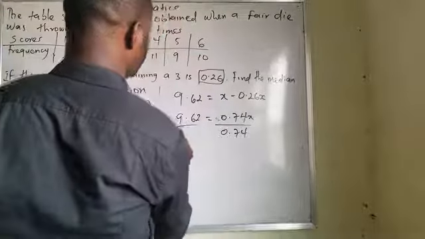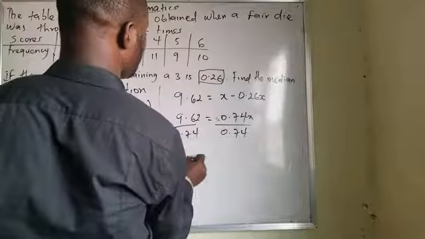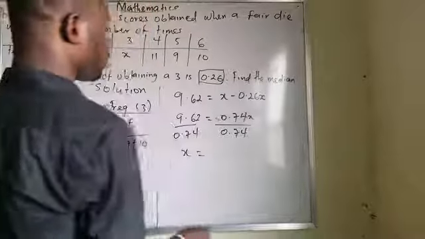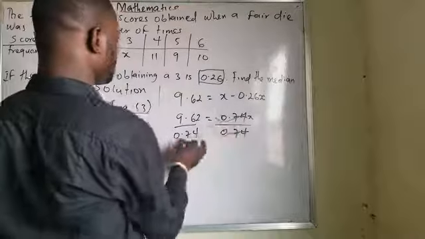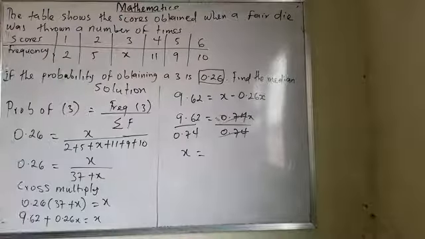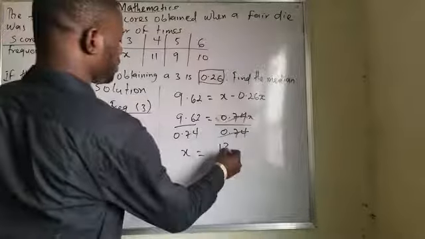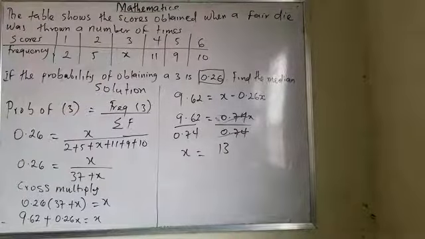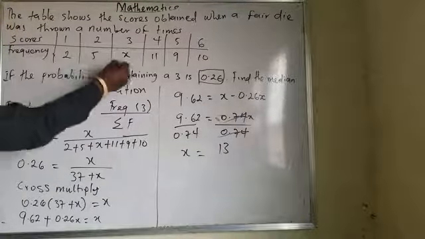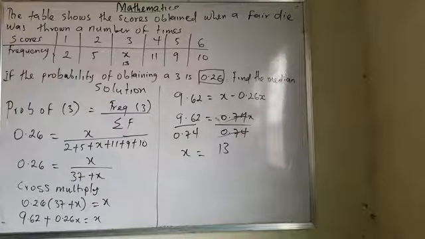0.74. Now it means my x will be equals to, this will cancel this, if I should do 9.62 divided by 0.74, it will be equals to 13. That is, it means my x is 13. That is what I'm talking about. My x is 13.